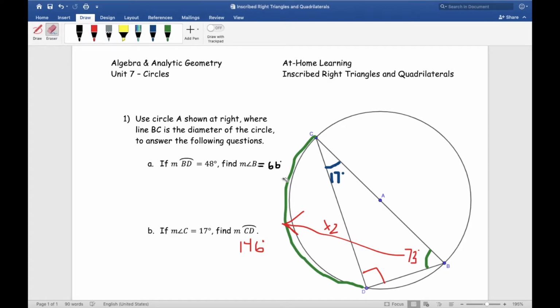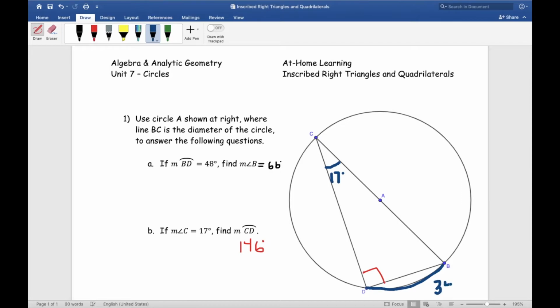Sounds good? Cool. Let's double check our work based on what we had just found about arcs. If this angle is 17 degrees, then the arc down here that this angle forms, as we said, is double that. So this arc is 34 degrees. And since our diameter splits our circle in half, we have 180 degrees here, and 180 minus 34 will also give us 146 for this arc right here.